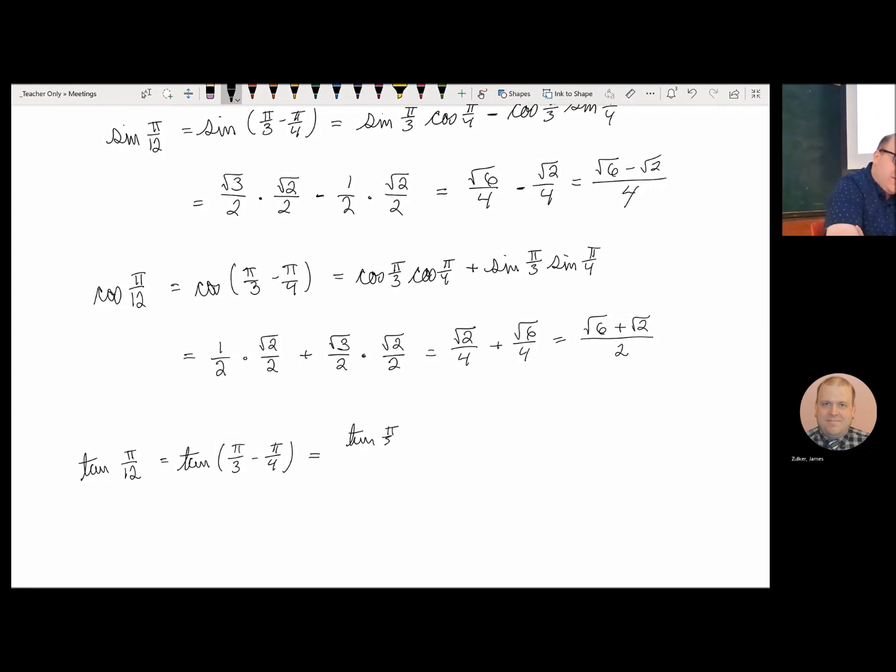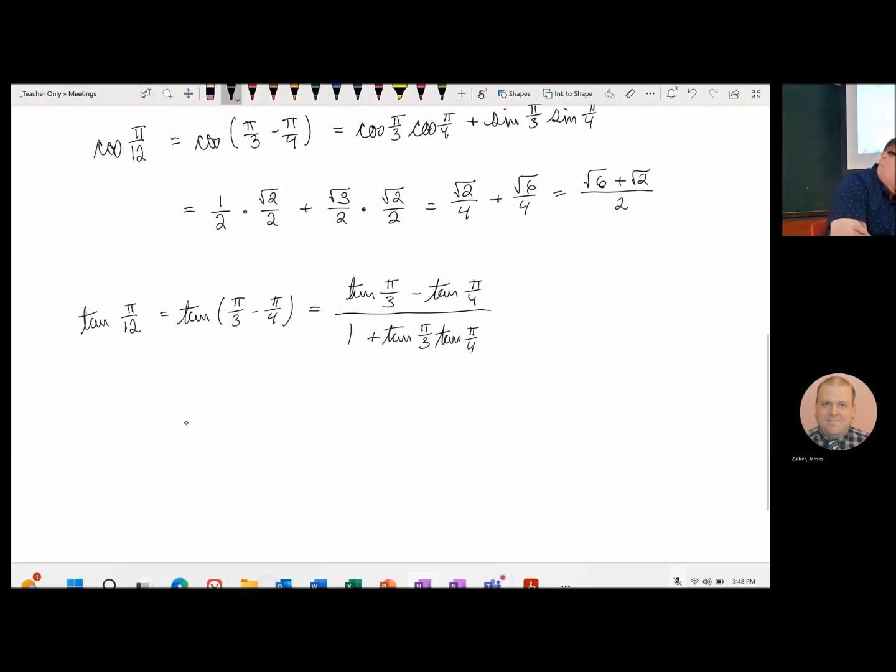Tangent of pi over 3 minus tangent pi over 4 all over 1 plus tangent of pi over 3 times tangent pi over 4. What is tangent of pi over 3? It's root 3. Tangent of pi over 4.